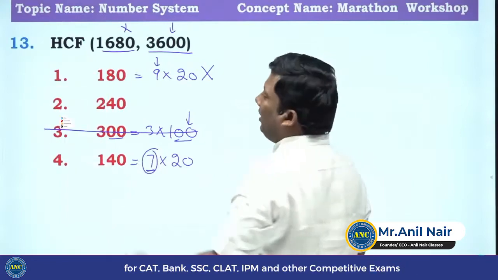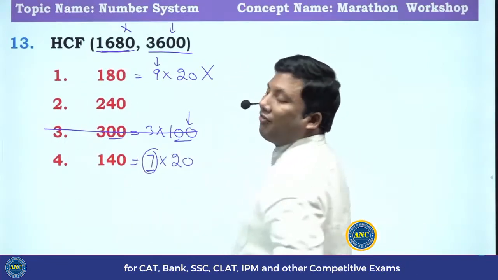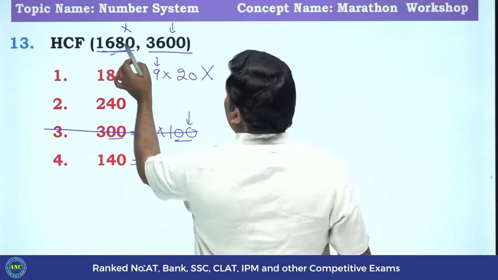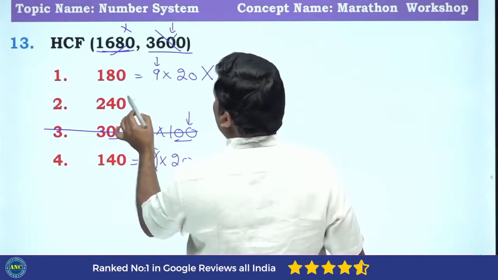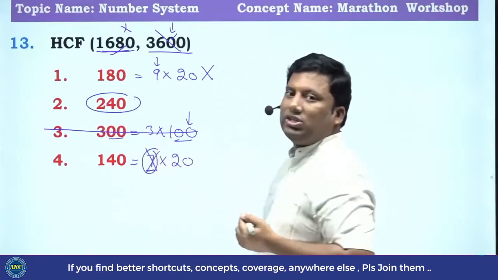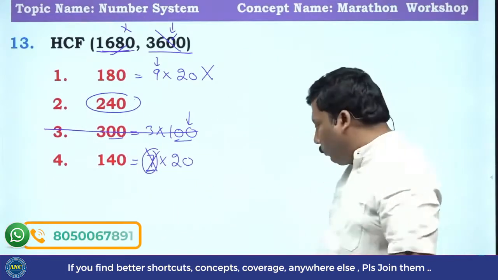All the inputs should be divisible by 7. 7 2s are 14, 28. Yes. 3600 is not divisible by 7, out. What is the only option? 240. I hope it is clear.